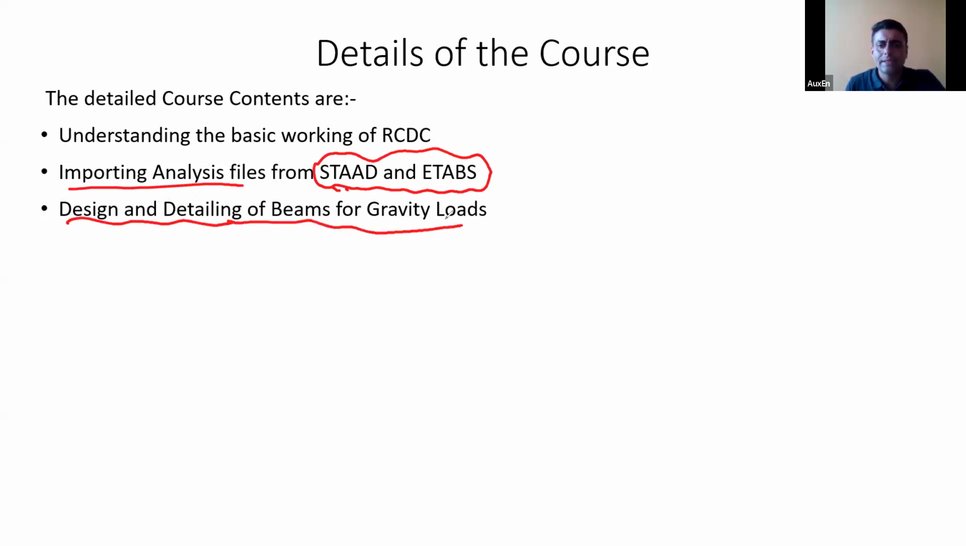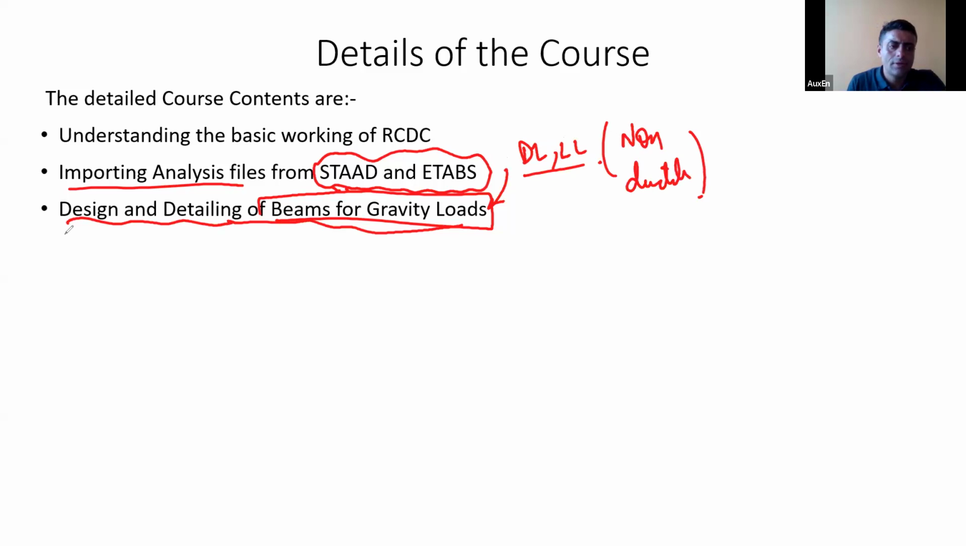Once we understand how to import the analysis file, then we will start one by one with the individual elements. So we will start with design and detailing of beams for gravity loads. Initially, we will only take analysis files which have only gravity loads in them, only dead loads and live loads. We'll understand how to do the design and detailing for dead loads and live loads. That means it will be non-ductile. The design process will be non-ductile. So initially we'll start with this for beams.